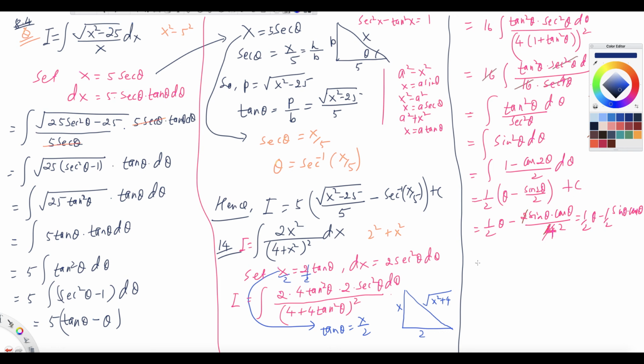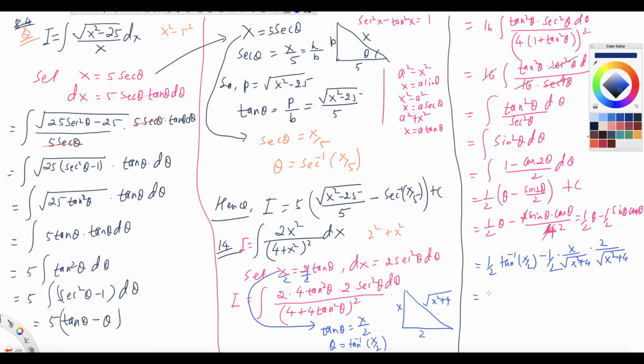Let me write down what theta is. Theta will be tangent inverse x over 2. If you take arctan on both sides, that's what you will get: theta equals tangent inverse x over 2. So we have 1/2 tangent inverse x over 2 for the theta value, minus 1/2 times sine theta. Sine theta is perpendicular over the hypotenuse, that is x over the square root of x squared plus 4, times cosine theta, which is base over hypotenuse, that is 2 over the square root of x squared plus 4. That's what you got.